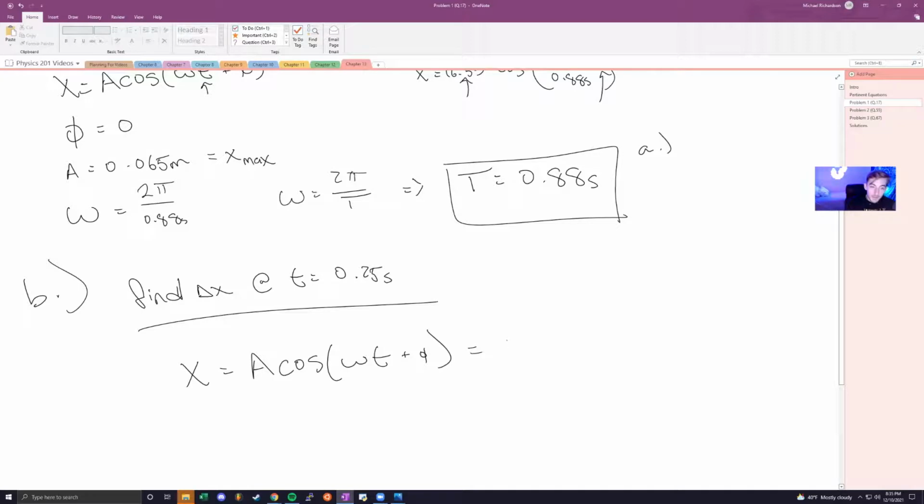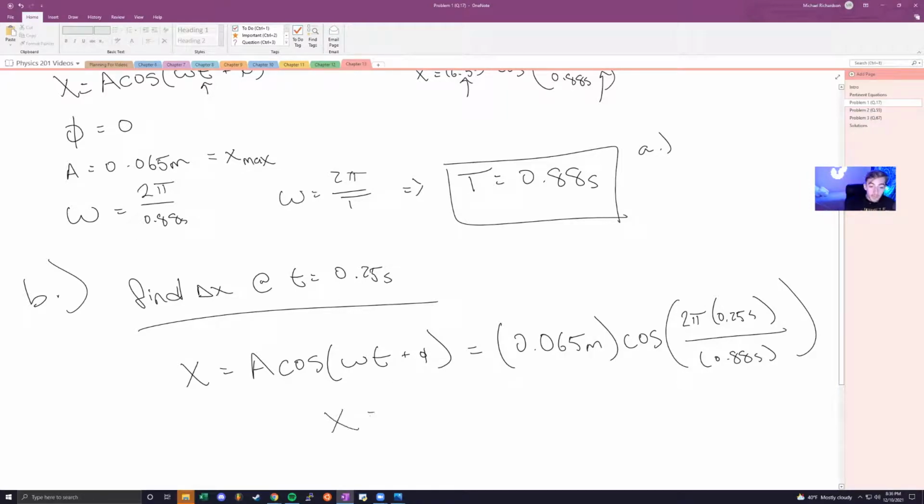So we get that our amplitude was given to us as 0.065 meters times the cosine of 2 pi times t, which is 0.25 seconds, divided by our period, which is 0.88 seconds, and we have no phase shift. Plugging this into the calculator, we get that the position at 0.25 seconds, or a quarter of a second, is negative 0.014 meters.